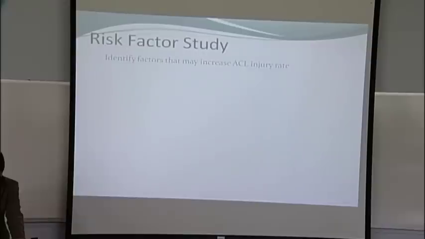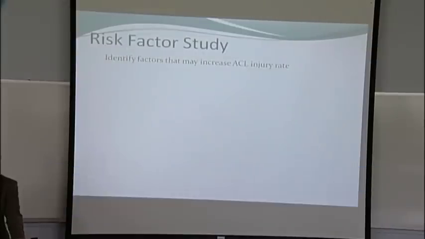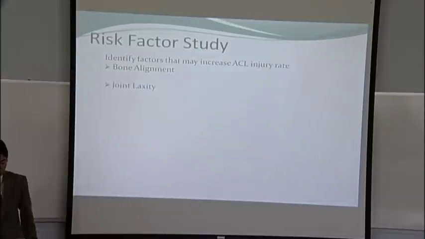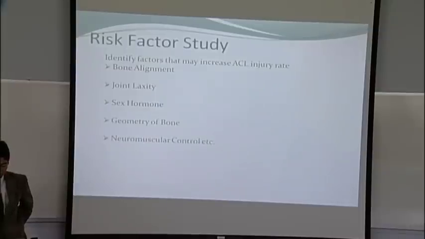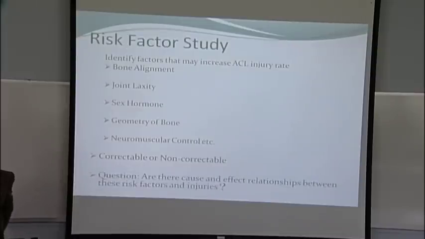In the risk factor study, traditionally people try to identify the factors that may increase ACL injury rates. For example, bone alignments, characteristics, joint laxity, sex hormones, geometry of bones, and neuromuscular controls. And now people are talking about whether these risk factors are correctable or non-correctable. Also we have to know if there is any cause and effect relationship between these risk factors and injuries.